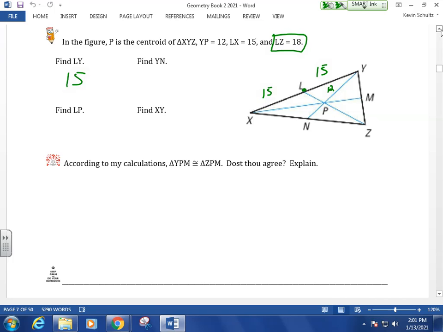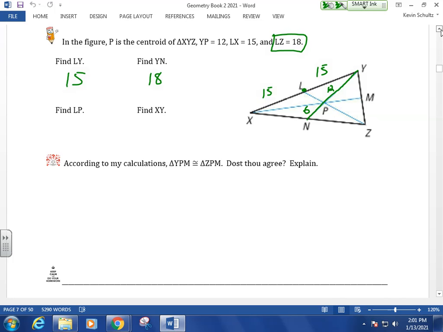YN, what is YN going to be? Daniel? 18. How'd you get that? Well, when YP is 12. Yeah. That means it has to be 6. Right, so YN is the entire median. Okay, knowing that that long section YP is 12, it means that short section PN is 6, applying that 2-to-1 ratio. So the total length of the segment YN is 18. Good.